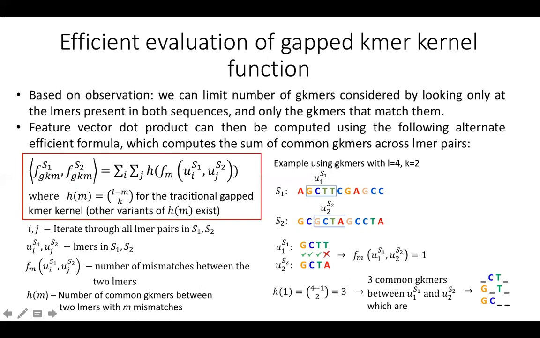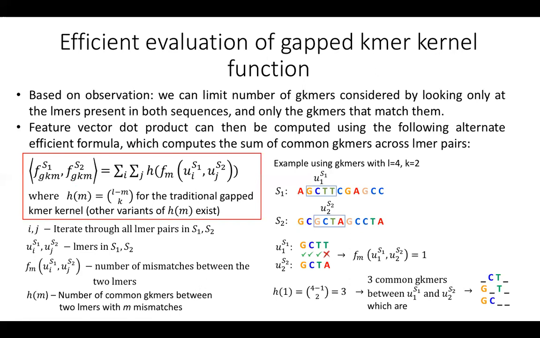Again, this is best understood using an example. So here we have two sequences S1 and S2, for which we want to compute the kernel function, or dot product. We choose to do so with gkmers with L equal to 4 and K, or the non-gap positions, as 2. Essentially, the summation boils down to going through all possible pairs of Elmers, one from each sequence. Here, we show as an example one pair of Elmers, U1 from sequence S1 and U2 from sequence S2.